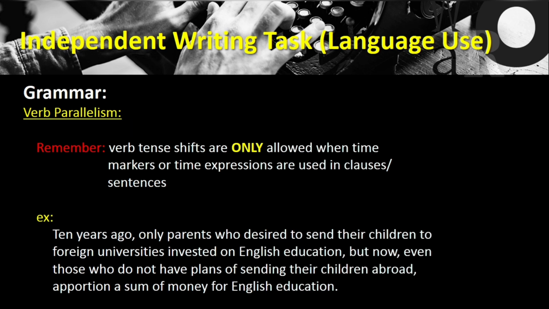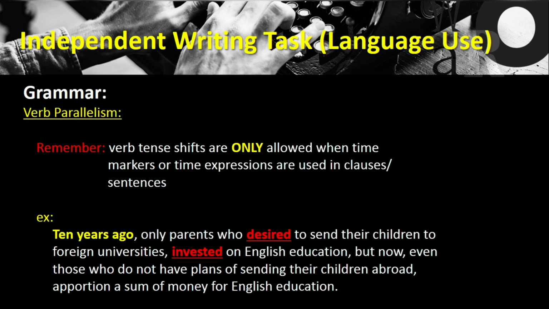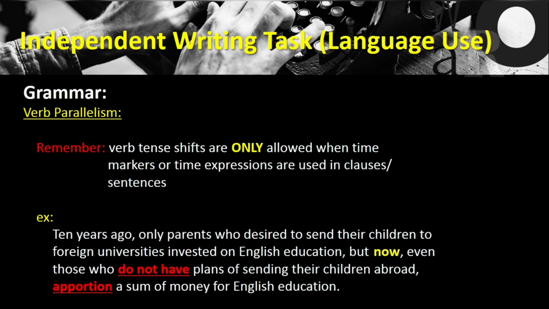"10 years ago, only parents who desired to send their children to foreign universities invested on English education, but now almost even those who do not have plans of sending their children abroad apportion a sum of money for English education." Despite having verbs in different tenses, our sample sentence is correct because of the time expressions used. In the first part, the time marker, 10 years ago, allowed us to make use of the past tense of the verbs desired and invested. Whereas, in the second half of it, we used the verbs do not have and apportion, both in the present, because of the time expression now.